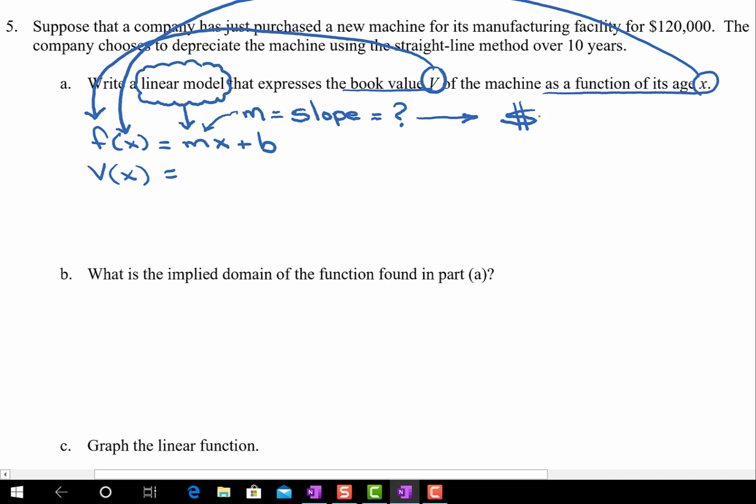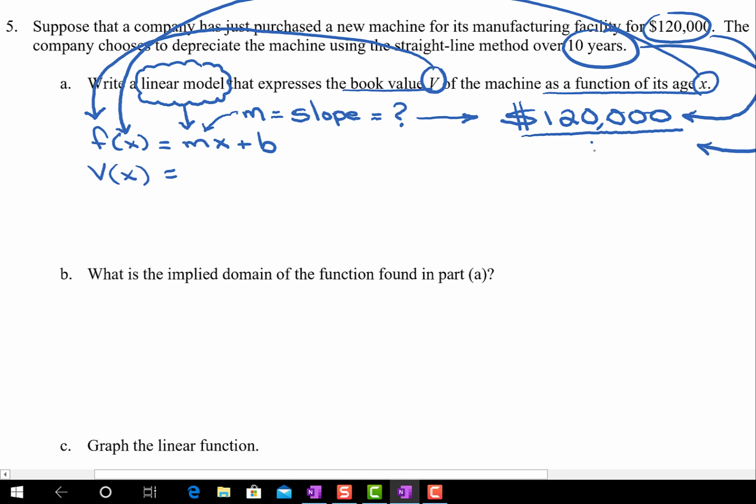We can figure this out if we take the amount that the machine cost, the $120,000, and we divide it over the 10-year period that they're telling us it's going to depreciate. So we're going to divide 120,000 by 10. That's going to give us our slope. So slope is going to be equal to, oh, I don't have enough space here to write. Let me write below here. It's going to equal 12,000. So that's what I'm going to replace with the slope.